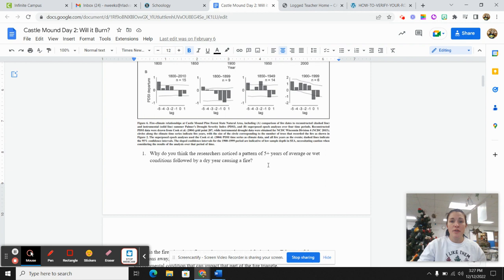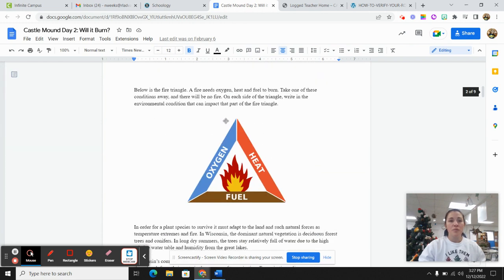So why do you think researchers notice a pattern of 5 or more years of average wet conditions followed by a dry year, then causing a fire? So why did they see that? We had a couple wet years, and then all of a sudden we have 1 or 2 drought years, and then we have a fire. So why do you think that is?